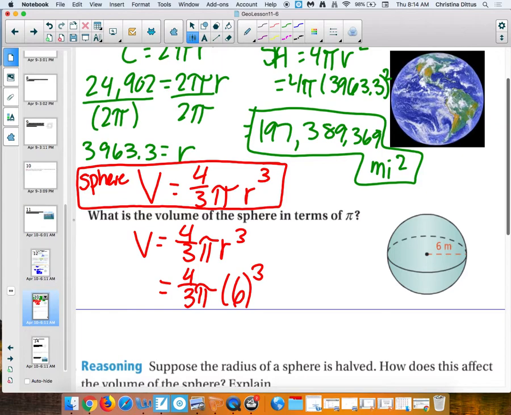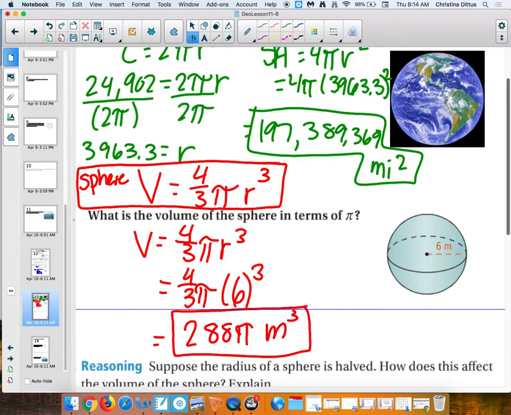216. Okay. Times it by 4, equals, divide by 3. And how much pi is 288. 288 pi. I need a label. Remember, we're talking about volume. Cubed. And I know that it's cubed because my radius is cubed.